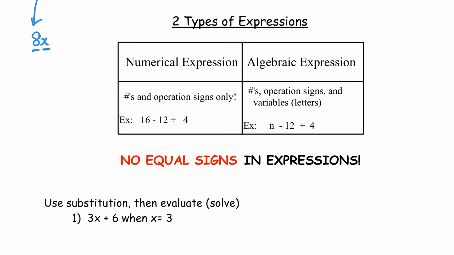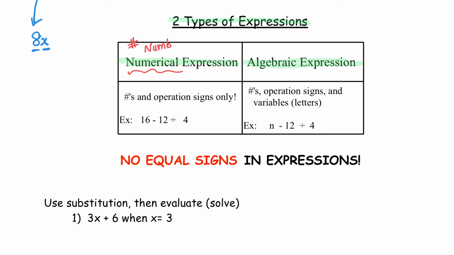And a review, there are two types of expressions. The first is numerical, and the next one is algebraic. What are the differences between numerical expressions and algebraic expressions? Well, when we see the word numerical, we think of the word number or the term number, numerical number.